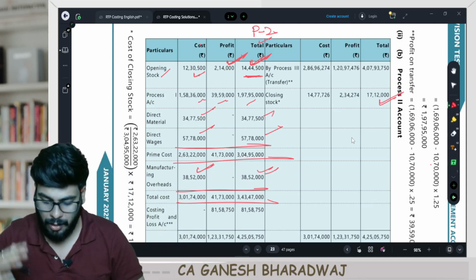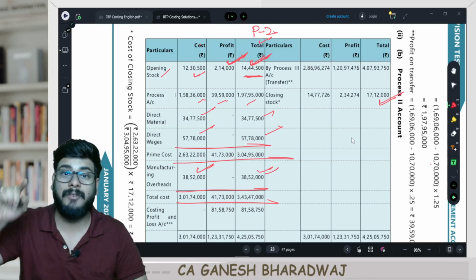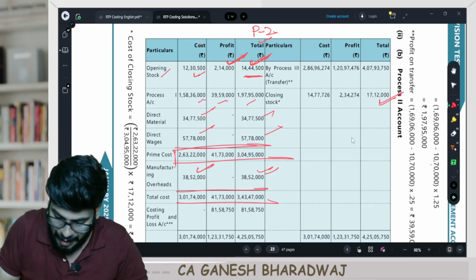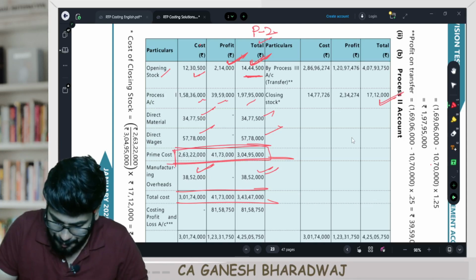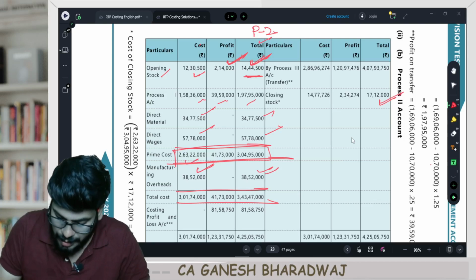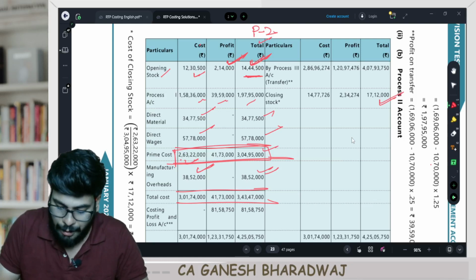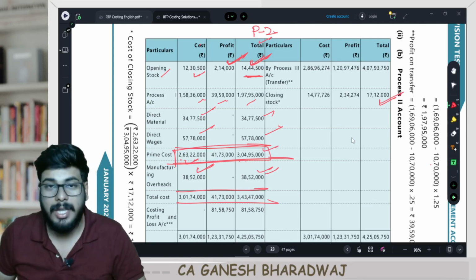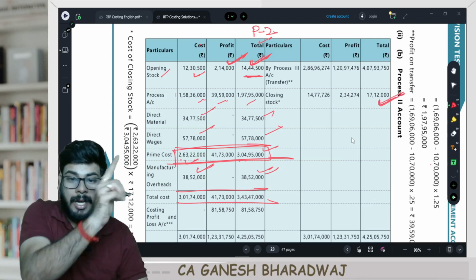So how can we calculate? Very simple. This is the reason why they have mentioned stocks are valued at prime cost. Now, prime cost, we have this data here. For my prime cost, if the cost is 2 crore 63 lakh 22,000, then the total value of prime cost is 3 crore 4 lakh 95,000. Then for closing stock, I have the total value. How much will be my corresponding cost?